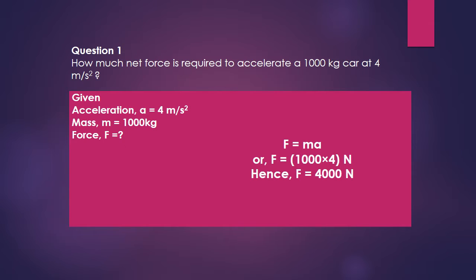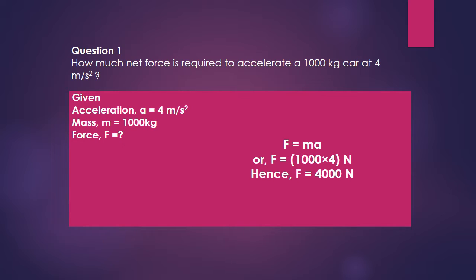The first question says, how much net force is required to accelerate a 1000 kg car at 4 meter per second square? So we'll use the formula F equals ma, force equals mass multiplied by acceleration. Here acceleration is given, a equals 4 meter per second square, mass m equals 1000 kg.